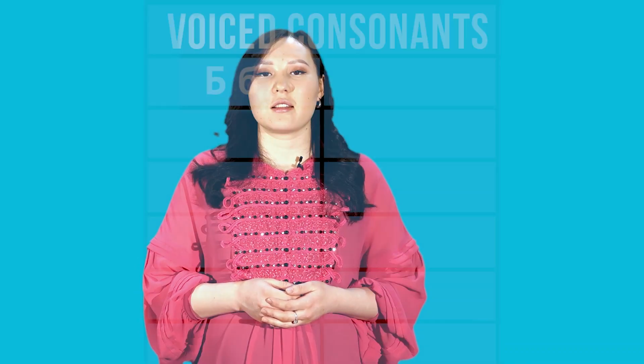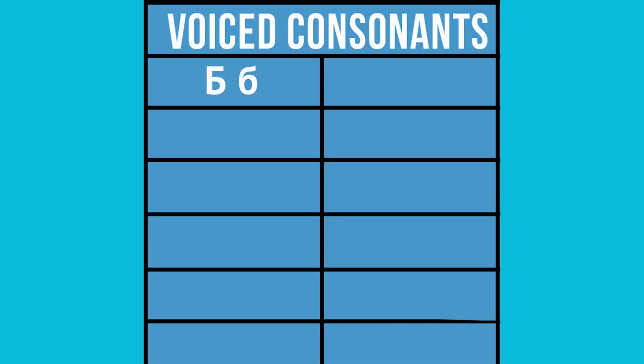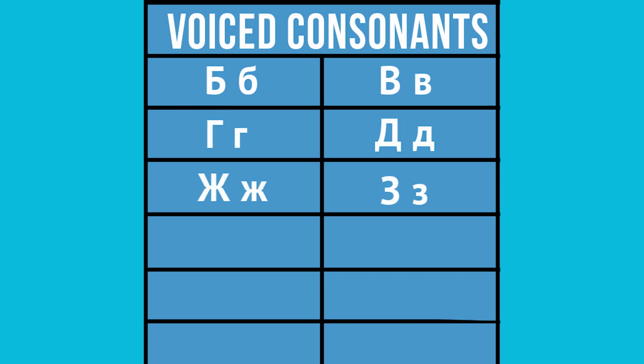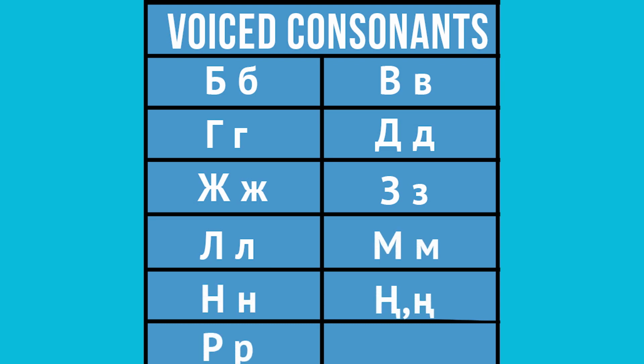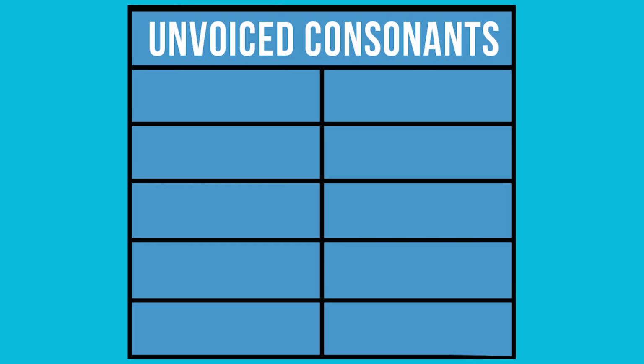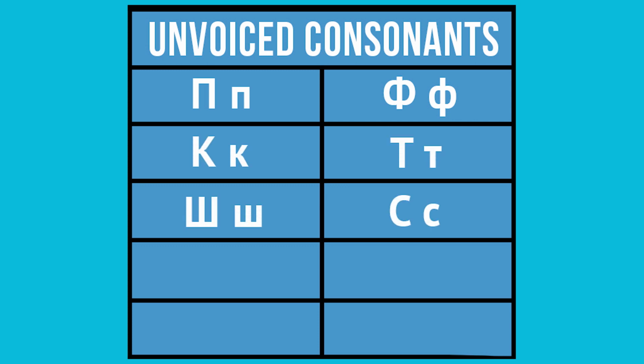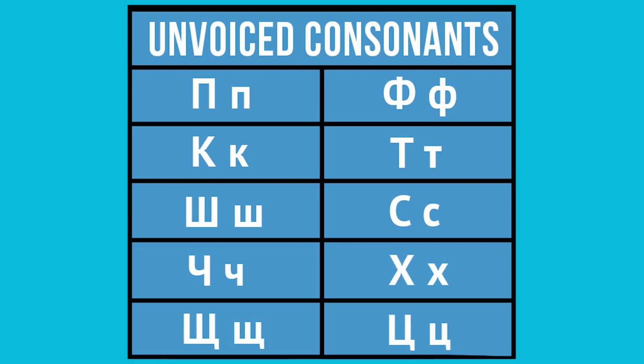Please have a look at the table with voiced and unvoiced consonants. Voiced consonants are B, V, G, D, Ž, Z, L, M, N, Ng, R, Y. Unvoiced consonants are P, F, K, T, Š, S, Ç, H, Ş, C.